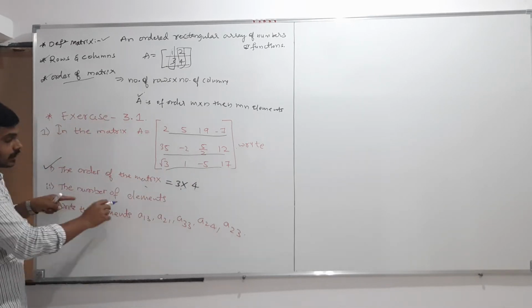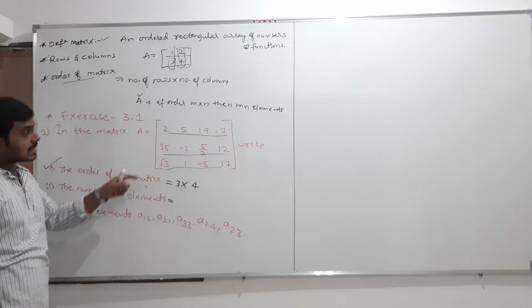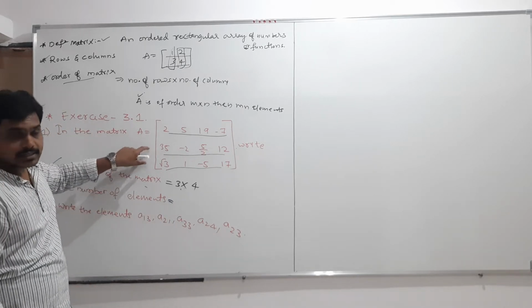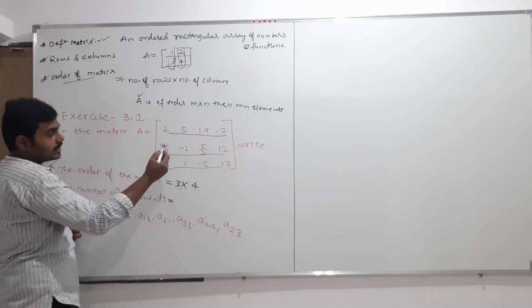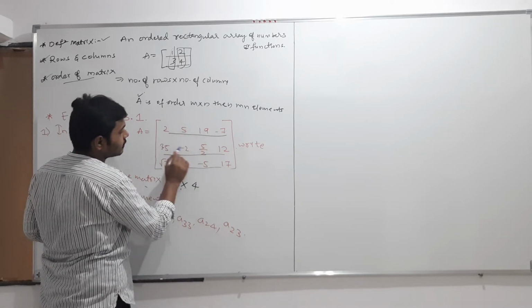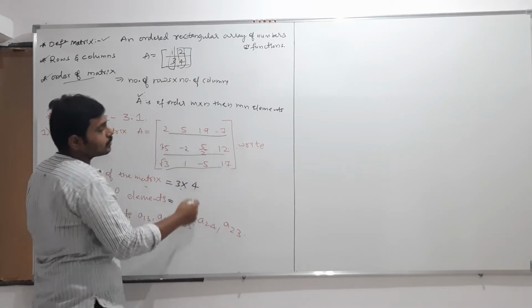And next, the number of elements. How many elements are there in the given matrix? We should find that. Easily you can observe and count: 1, 2, 3, 4, 5, 6, 7, 8, 9, 10, 11, 12. So 12 elements are there.